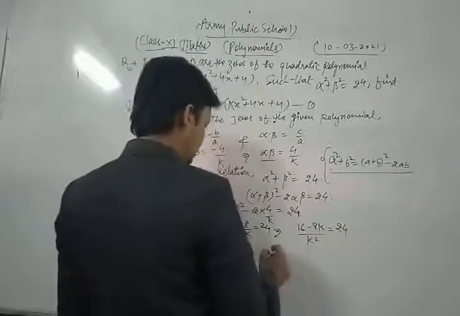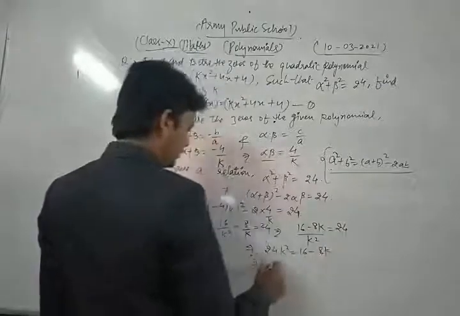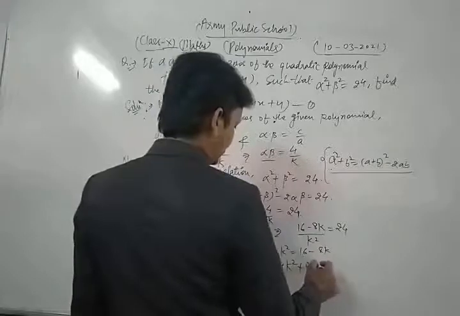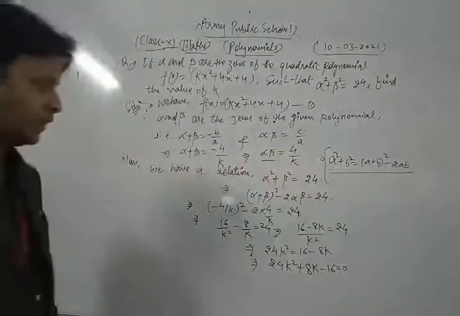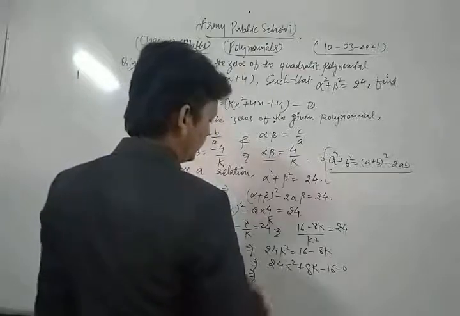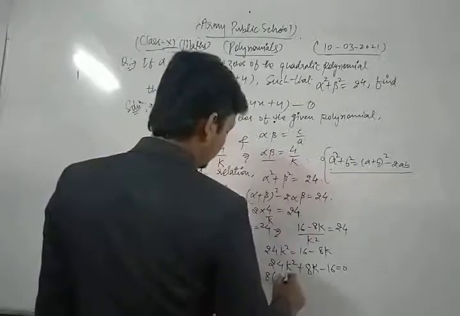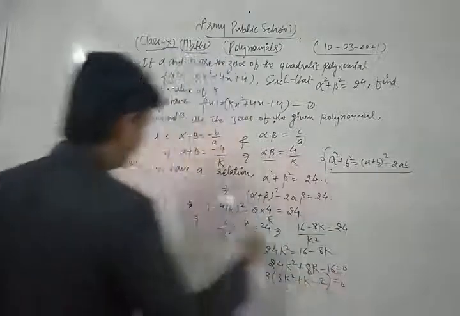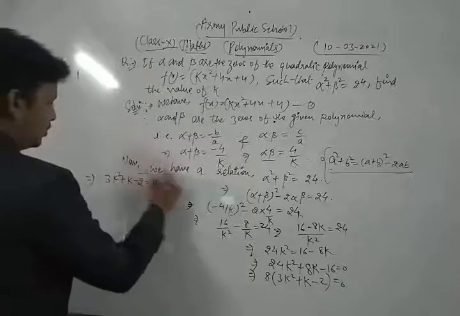Now we do the cross multiplication. This is 24 into k square is equal to 16 minus 8k. So we get 24k square plus 8k minus 16 is equal to 0. Now we also simplify that relation. We divide by 8, taking 8 common. So we get 3k square plus k minus 2 is equal to 0.